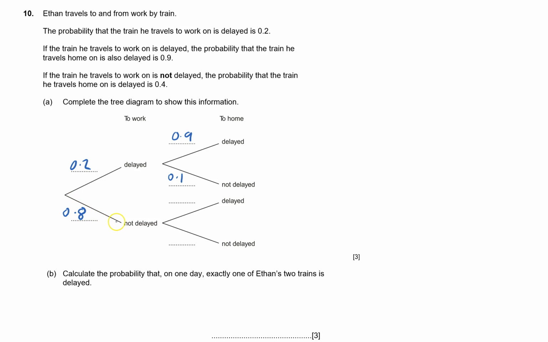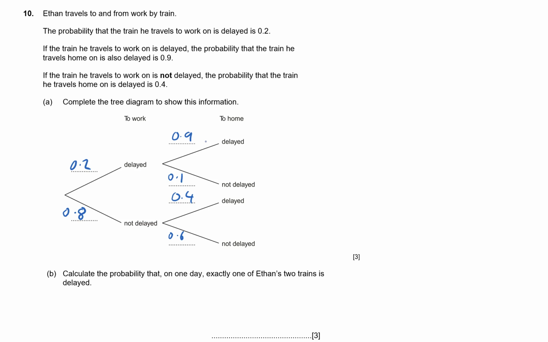If the train he travels on to work is not delayed, that's going down here, the probability the train he travels home on is delayed is 0.4. And so this one here, the probability it's not delayed will be 0.6, because these two have got to add up to 1, these two have got to add up to 1.